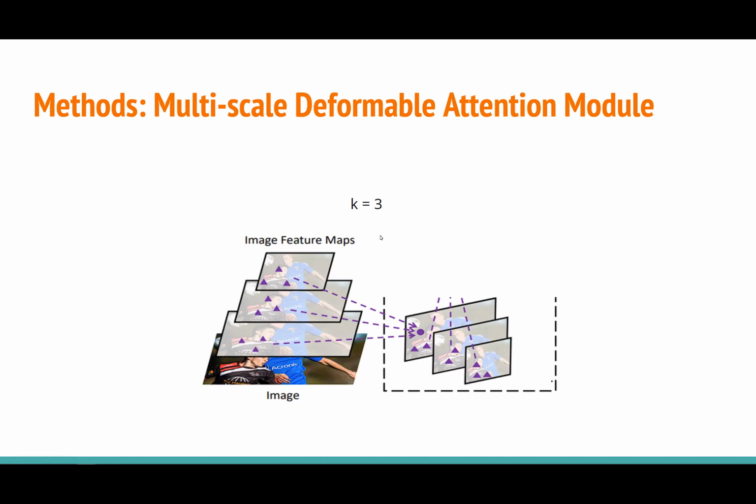One thing to help contextualize this process is if we were to set, instead of doing just 3 sampling points, we sampled every single spatial location on each feature map, we would actually get back to regular transformer attention. So as we increase k, we're getting more sampling points. We get closer to regular attention, and our runtime gets slower as a result.